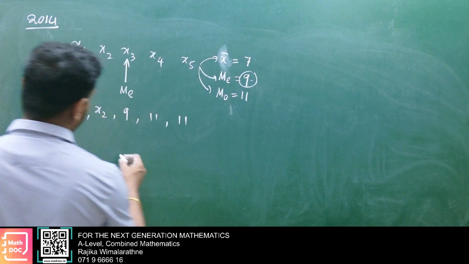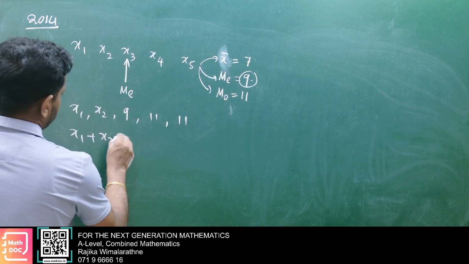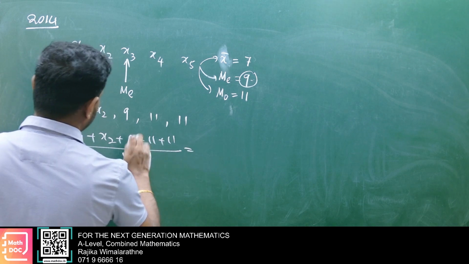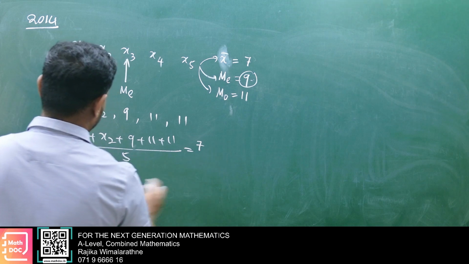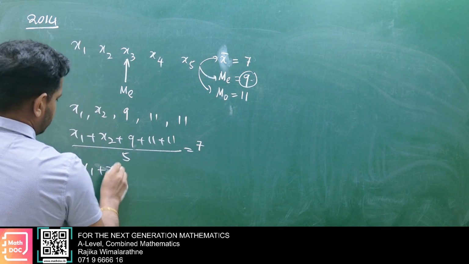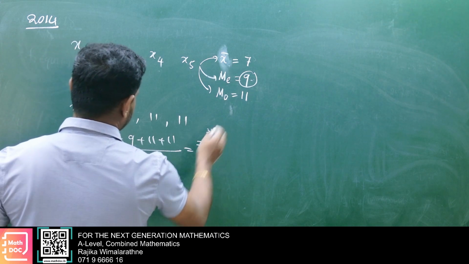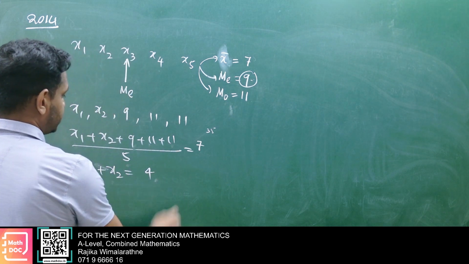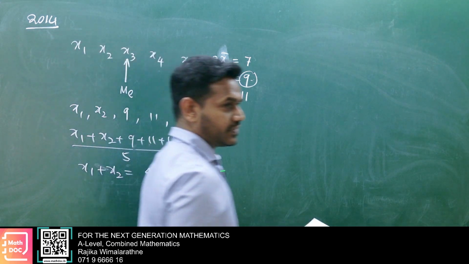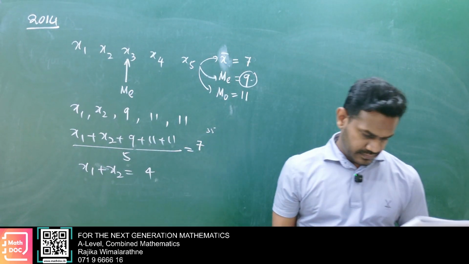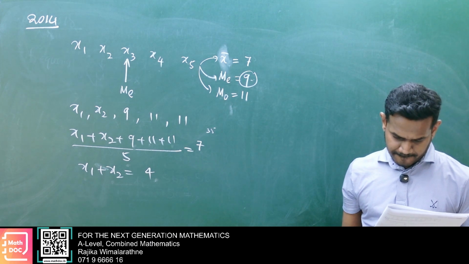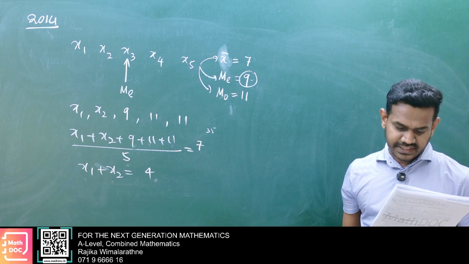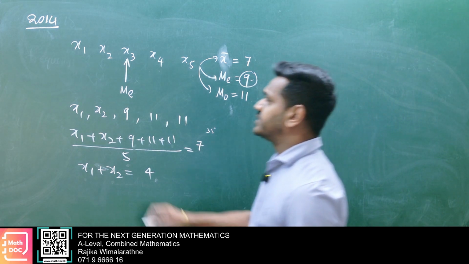Now write the mean. x1 plus x2 plus 9 plus 11 plus 11, over 5, equals 7. Then x1 plus x2 equals 35 minus 31, so x1 plus x2 equals 4. Assuming that all observations are positive integers, they all are positive integers.